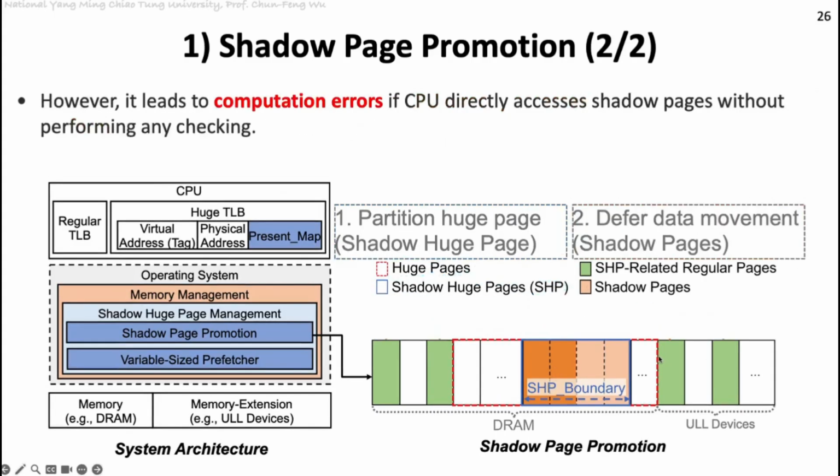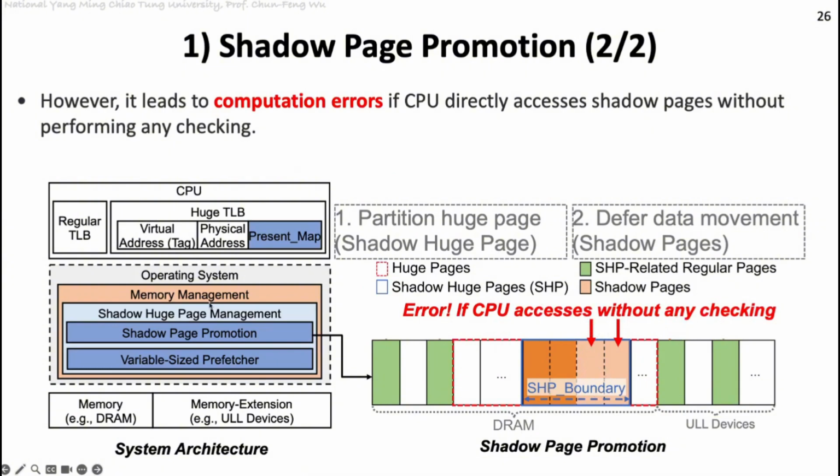Okay. But the problem is, if the CPU accesses this area directly without any check, because DRAM is a memory, the CPU will directly load and store. If there is no extra check, the CPU will directly read the data from these shadow pages. But actually, the data inside is wrong, because the data should be in the storage device. So there will be an error if the CPU directly accesses it.